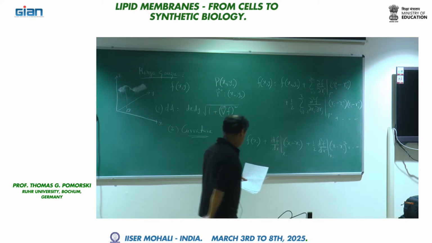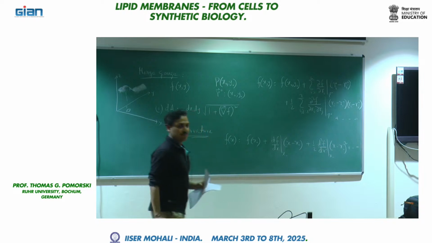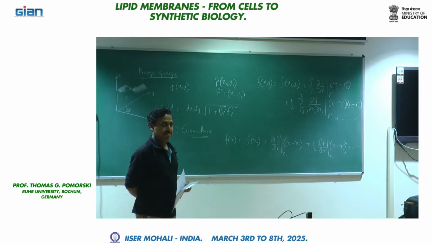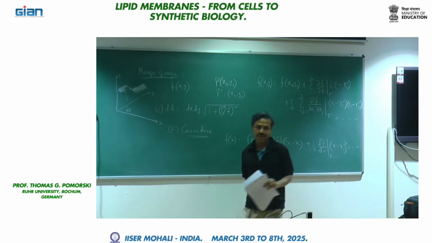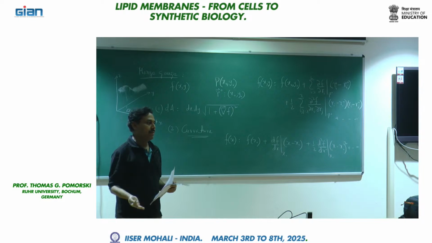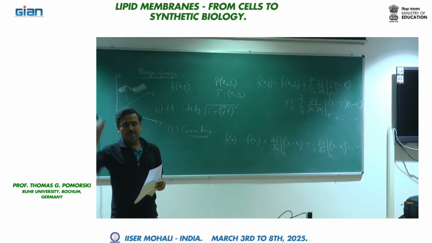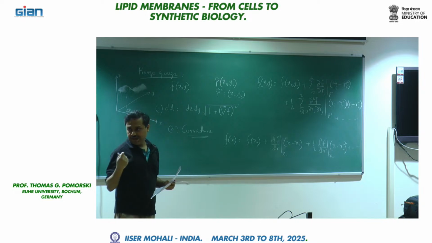Not ri naught, but ri. Yes, absolutely, thank you. Evaluated at r naught, which is given by x naught, y naught. I take the derivative and then evaluate the derivative at the point of interest, which is x naught, y naught, which is the point P.